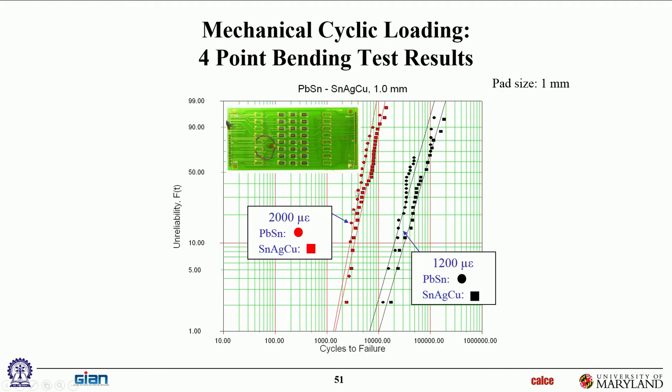So you can see, not surprisingly, these failed earlier, cycles to failure on the horizontal axis. This lasted longer. And then the circles are tin lead solder. The squares are lead-free tin silver copper solder. Okay, so these are bending test results, not vibration. Vibration goes to much higher strain rates. These are slow strain rates, what we call quasi-static.